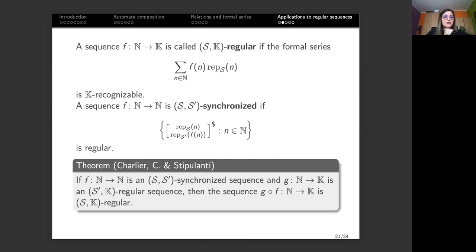I just want to say that if I'm composing two synchronized sequences, it's easy to see that the composition remains synchronized. But it is well known that the composition of two regular sequences is not necessarily regular. That is already the case for the numeration in base B. So here, knowing that any synchronized sequence is regular, we think this is the most we can say about this type of composition.